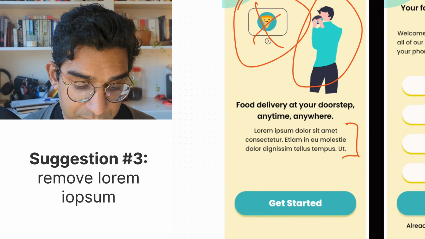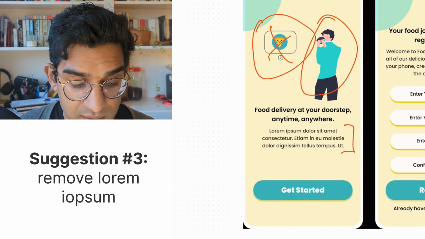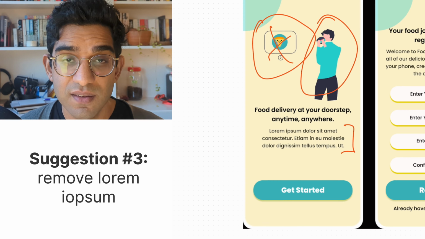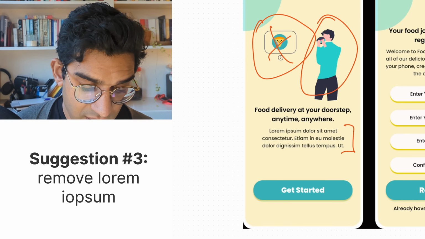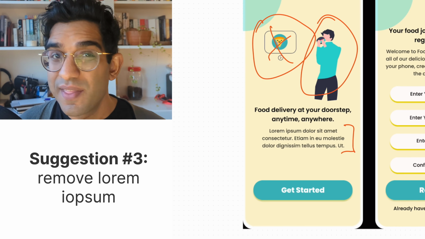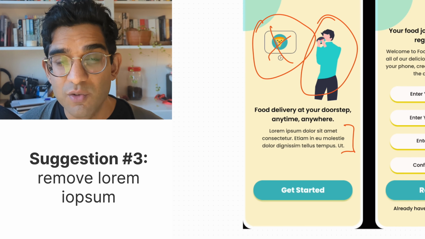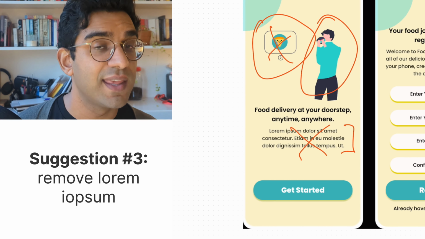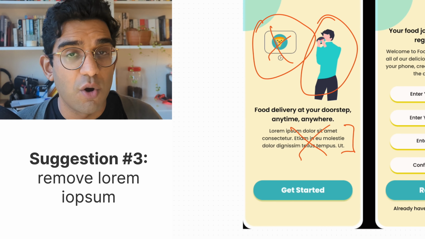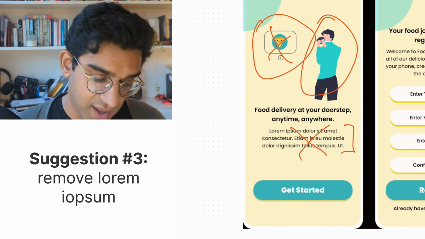And especially on this screen where we've got the hero sentence, food delivery at your doorstep, anytime, anywhere, I think that's all we need here really. It tells us the value proposition of this app. So I would suggest getting rid of that entirely, but if there is an intended copy that should be going here, putting that straight into this design.